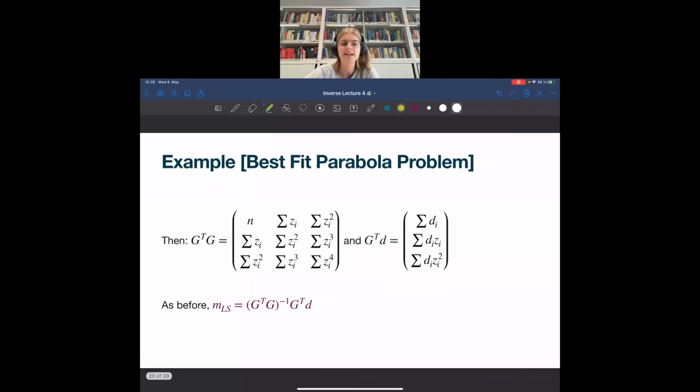And finally, we can find the least squares solution as before using the same formula. The difference is that this matrix is now 3 by 3 and needs to be inverted. So it is still a square matrix, so we can use eigenvalues and eigenvectors to invert it. However, only if all the eigenvalues are non-zero.